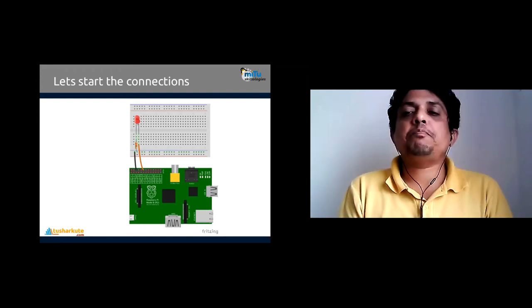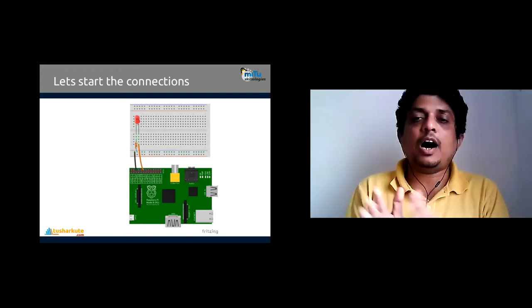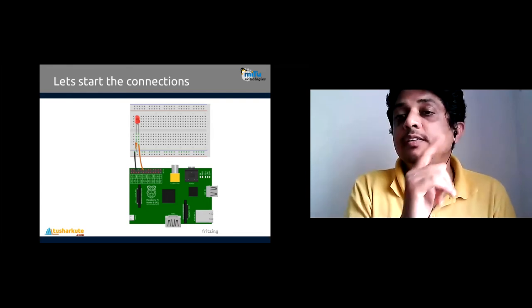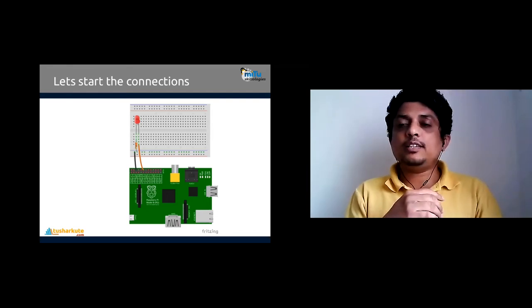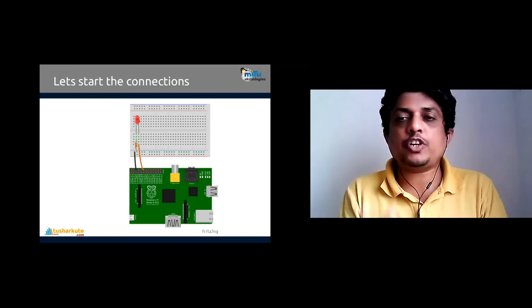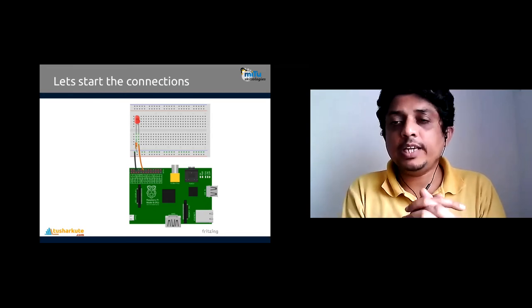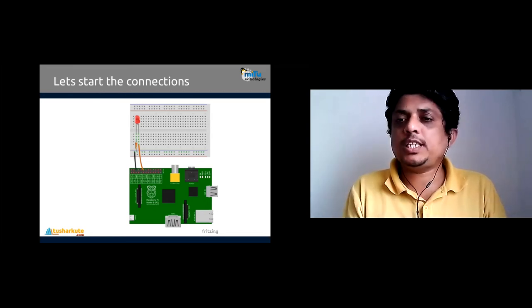And using a Python program, I will send a high signal to pin number 18. Once I send the high signal to pin number 18, the LED will start glowing. That's it. Simple as that.